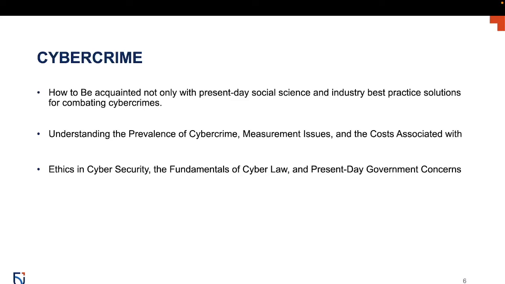And now coming to cybercrime, this course introduced us to how to be acquainted not only with the present-day social science and industry best practices solutions for combating cybercrimes, but to continue to develop technological solutions for dealing with harms caused to property and persons as a result of evolving cybercrimes and online abuses, and also understanding the prevalence of cybercrime, measurement issues, and the costs associated with it. Ethics in cybersecurity, the fundamentals of cyber law, and present-day government concerns.